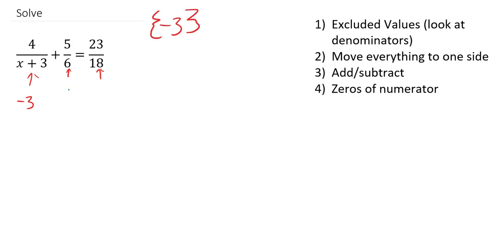X cannot be negative 3. I just write this at the start of the problem. That way I remember at the end, if I get the answer negative 3, I say, oh, that's not true. I need to throw away that answer. Step 1 done.